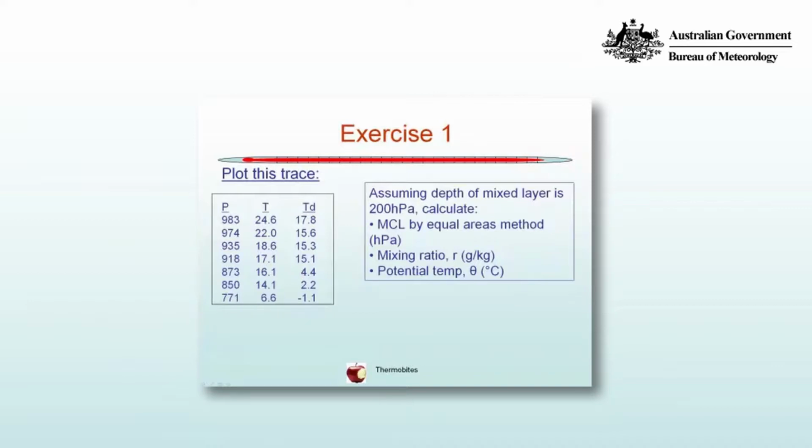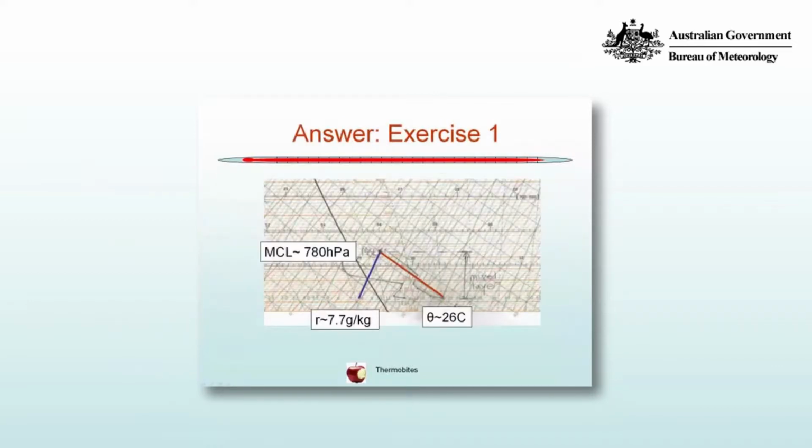So how did you go? Hopefully you got something like this. So in pencil we can see the temperature and the dew point profile, the height of the mixed layer is indicated, the mean potential temperature is 26 degrees, that's our temperature profile, the mean mixing ratio isopleth is about 7.7 grams per kilogram, and it gives you a mixing condensation level of about 780 hectopascals.